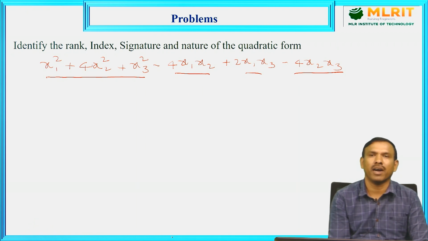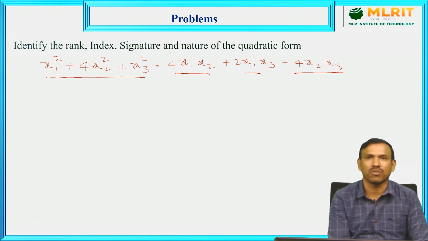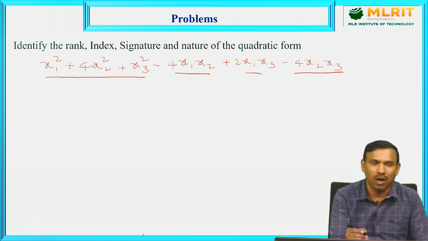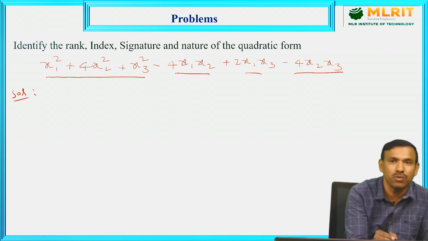By finding eigenvalues, we can find the rank, index, signature, right? First of all, what is the procedure to find rank, index, signature? First, you must be able to convert the quadratic form to a symmetric matrix, which we discussed in the previous class. Next, find the eigenvalues. Based on the eigenvalues, you can write the canonical form. Once we write the canonical form, we can declare the rank, index, signature and nature of the quadratic form.